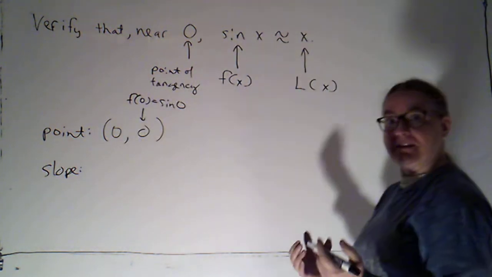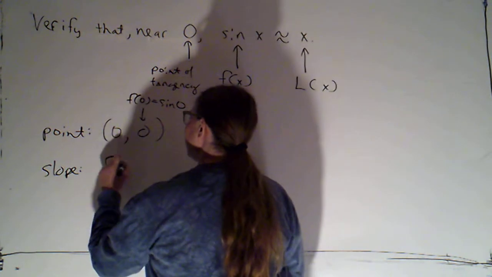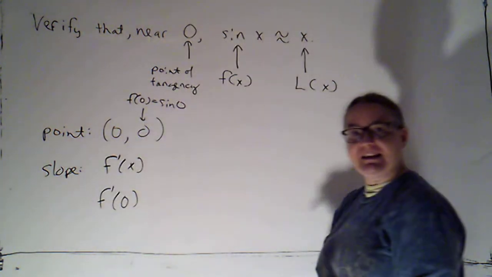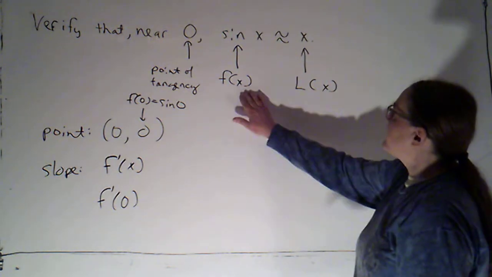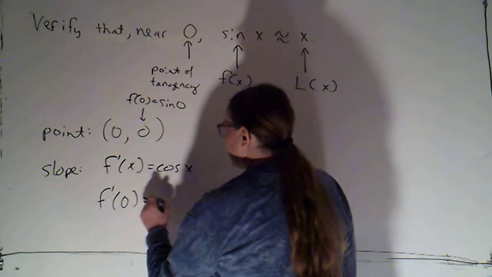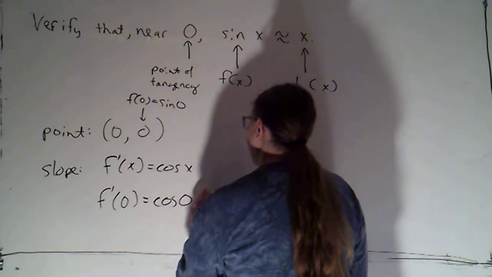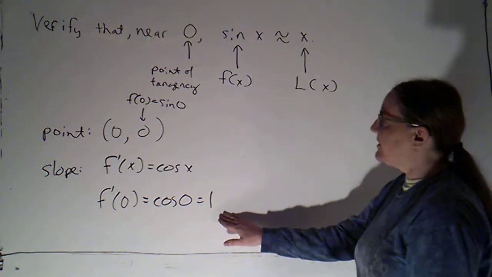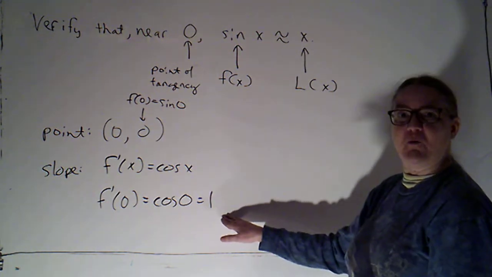Finding the slope is always a two-step process. Find a formula for the derivative, and then evaluate it at 0. So the derivative of sine I know is cosine. F prime of 0 then is cosine of 0, which I know is 1. So we want the line through the origin of slope 1.